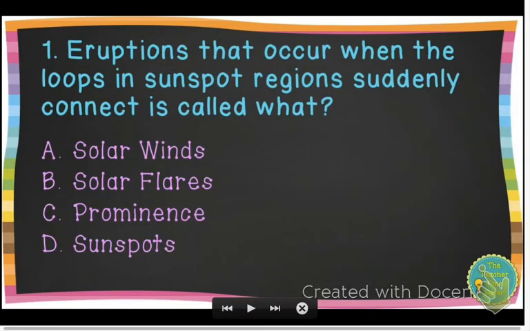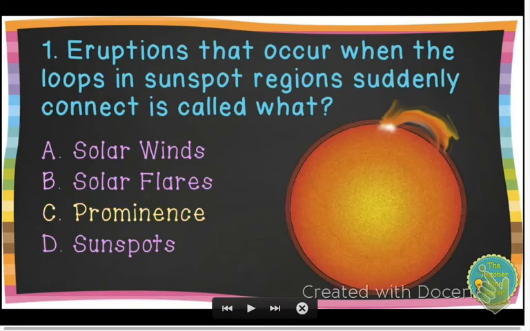Question 1. Eruptions that occur when the loops and sunspot regions suddenly connect is called what? A. Solar winds, B. Solar flares, C. Prominence, or D. Sunspots. Feel free to flip your paper over and check it out. The answer is prominence.